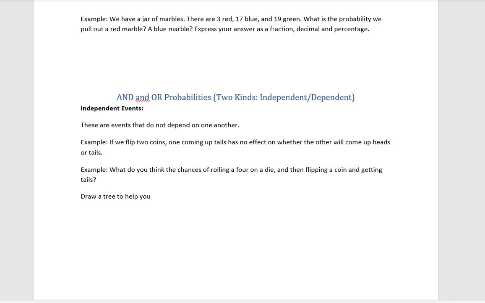So the probability that we pull out a red marble, well, we have 3 different red marbles, so we have 3 ways we can do that. Out of, let's see, 3 plus 17 plus 19, so that's going to give us 39 total possibilities here. So probability of pulling a red marble is 3 out of 39. The probability of pulling out a blue marble, well, we have 17 ways we can pull out a blue marble, since we have 17 of them, divided by 39.